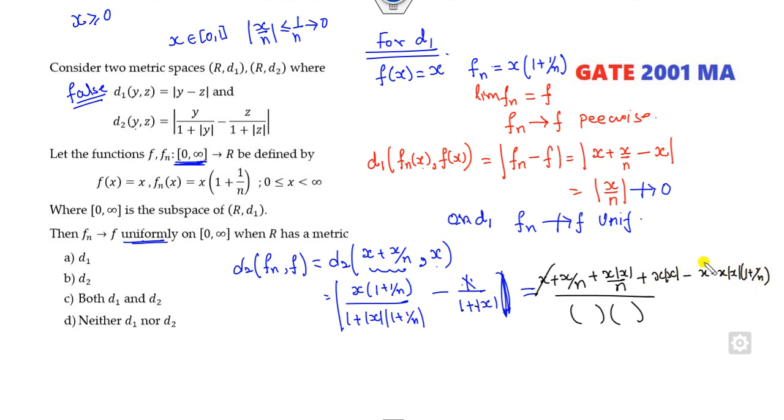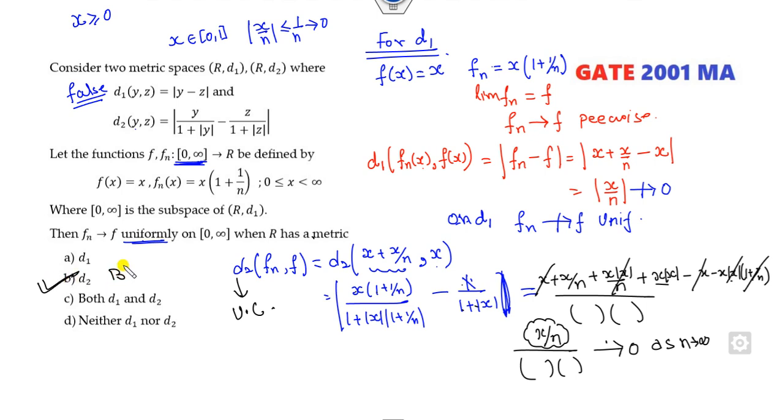So clearly 1 will be cancelled out. X mod x, if you open them, that will be cancelled out. This part is also cancelled out. So the only part left will be x by n over this part. So clearly, this goes to 0 as n approaches infinity, because the numerator part goes to 0. So it means this is my uniform convergence. So only the D2 is my uniform convergence.